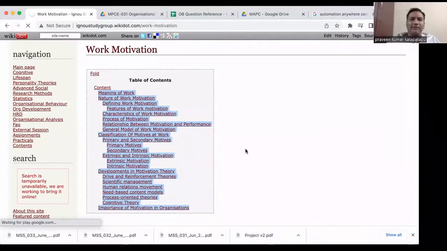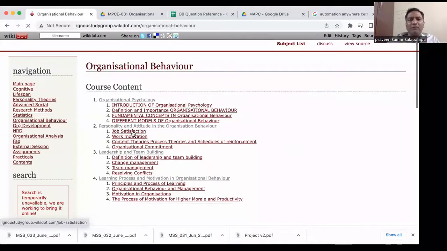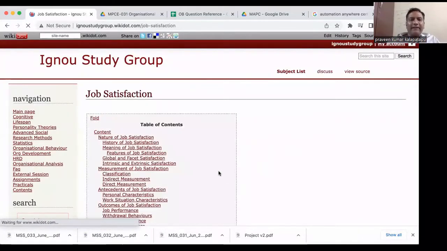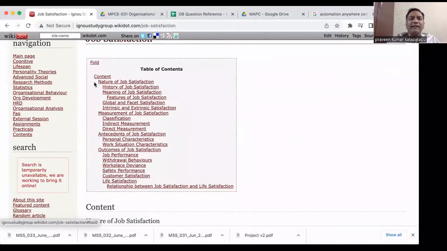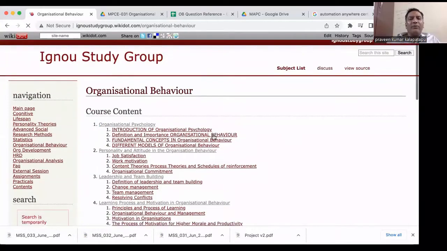Okay, so let's start. Yesterday we went through job satisfaction, right? We went through the nature of job satisfaction, how to measure it, what the precursors to job satisfaction are, and what comes out of job satisfaction. Today we are going to go through motivation.